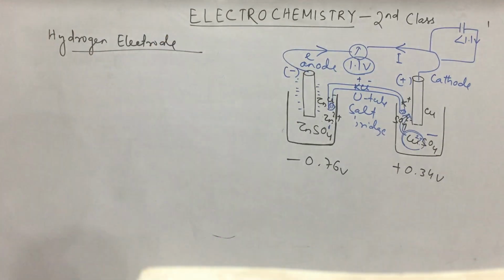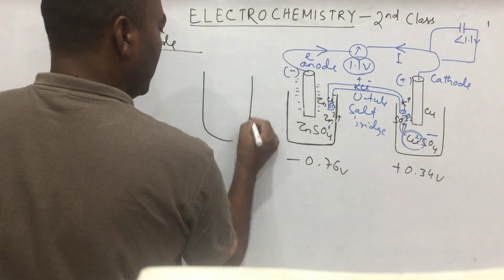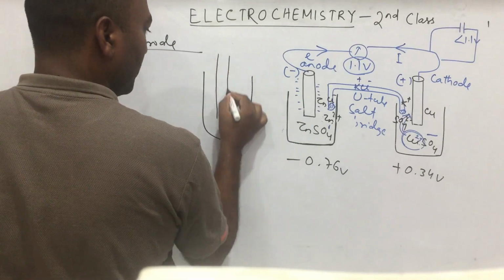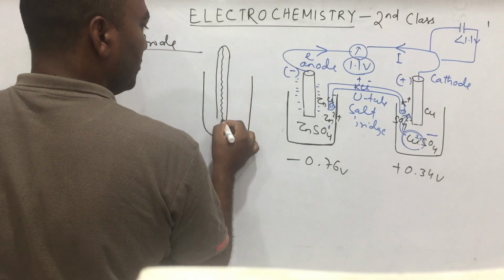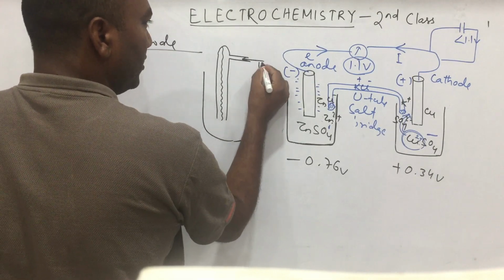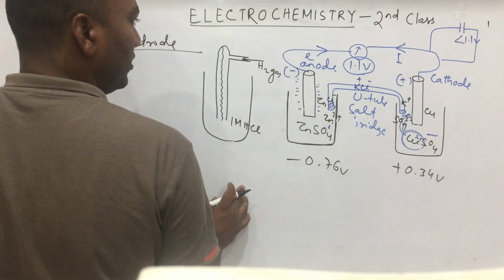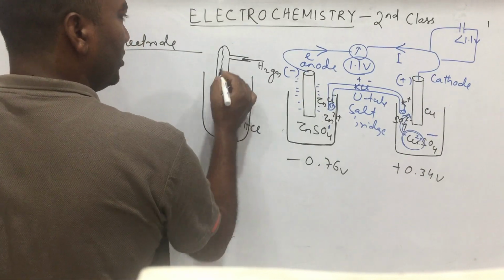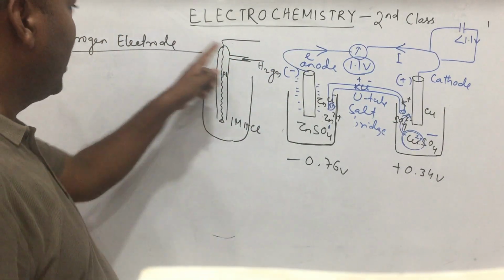Hydrogen electrode. Its working part is like this. One beaker, and here one glass tube, which is sealed, with a tube. From outside we are passing hydrogen gas. The concentration is 1 molar HCl. Here it is a platinum wire coated with platinum black, and it is like this. Clear? So this is the hydrogen electrode.